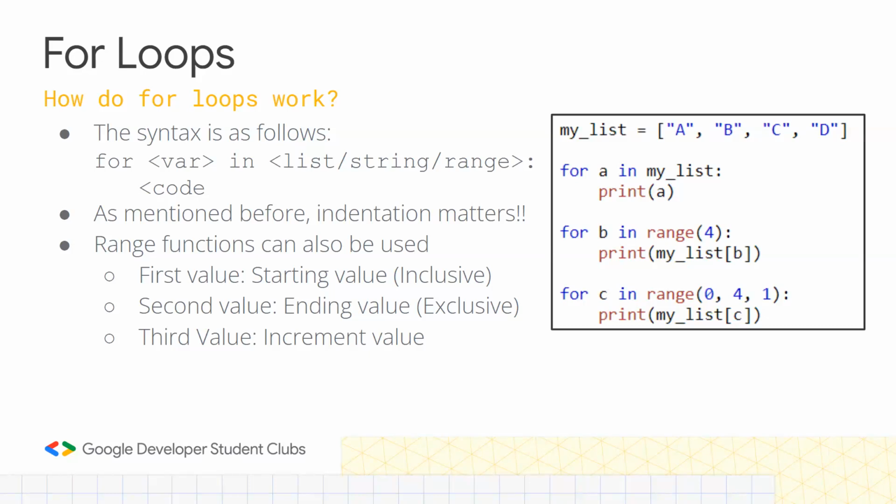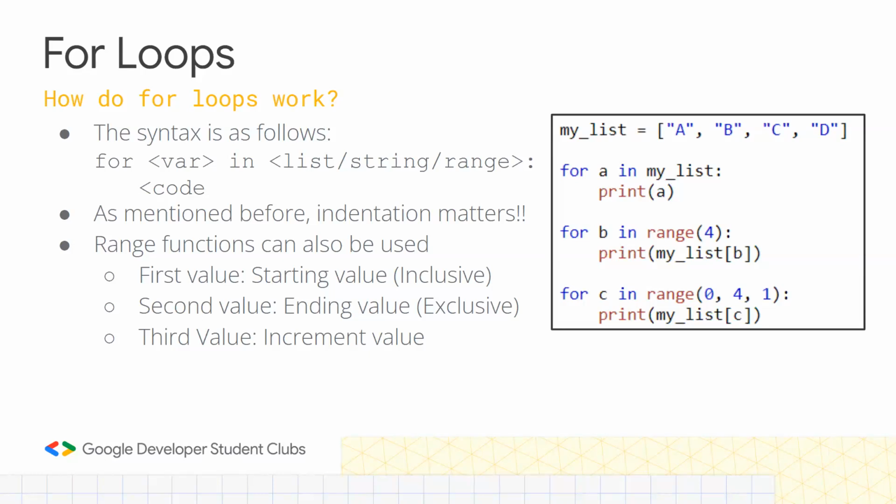So what this is: for b in range 4. It goes through the numbers 0, 1, 2, 3. It does not include 4. It includes all numbers up to 3, and then it prints out my list, and this represents the index. So it'll print out A, B, C, but it'll not print out D.